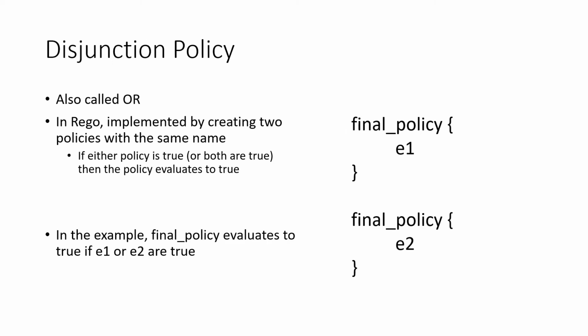The disjunction policy, also called OR, asserts that either expression E1 is true, E2 is true, or both E1 and E2 are true. For disjunction in Rego, define two policies with the same name. For example, the following two policies are named final policy. If either instance is true, then final policy will evaluate to true.